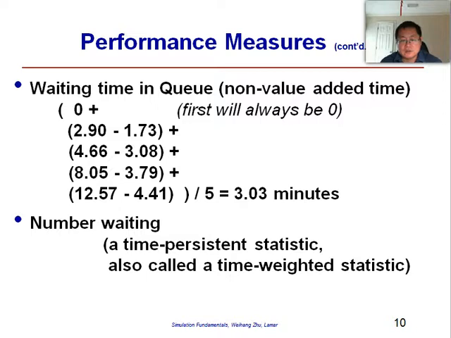Another measure for waiting is the average number of waiting customers in the queue. This measure is a time persistence statistic. Let's explain it in the next slide.